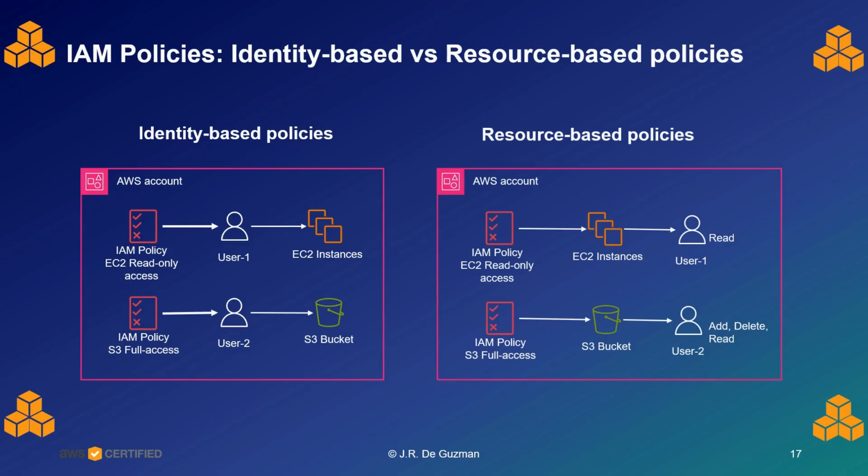Next, let's take a look at the resource-based policy. As you can see on the diagram, we have the resources of EC2 instances and then the S3 bucket. For EC2 instances, it has the resource-based policy of EC2 read-only access. That policy includes that only user 1 can have the EC2 read-only. Other than user 1, or user 2, it is denied.